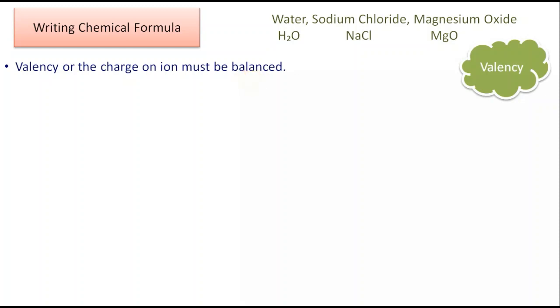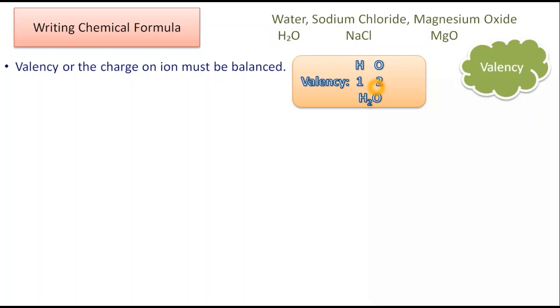For instance, we have H2O. How can we write this formula H2O? So first of all, we should know the valency of hydrogen and oxygen. The valency of hydrogen is 1 and the valency of oxygen is 2. Basically, we need to adjust the valencies of the hydrogen atom and the oxygen atom in such a way that the total valency of hydrogen atoms becomes equal to the total valency of oxygen atoms.